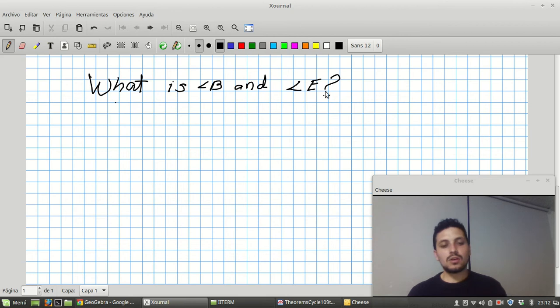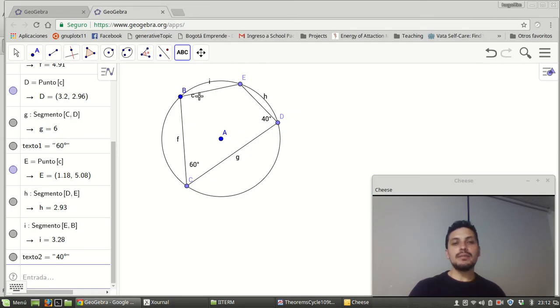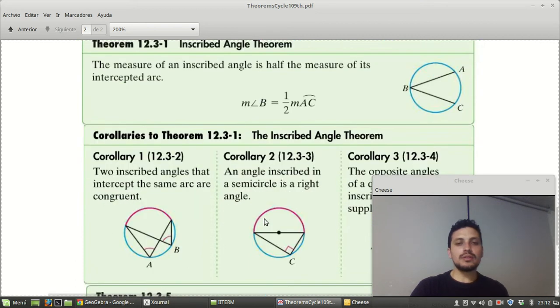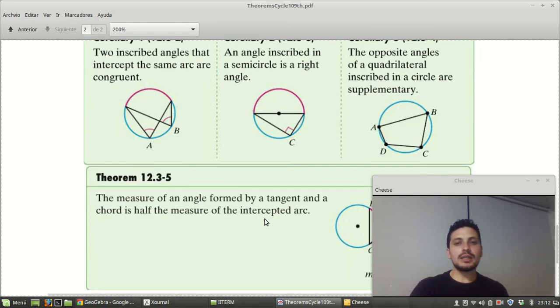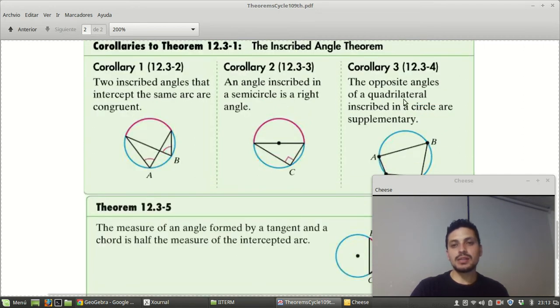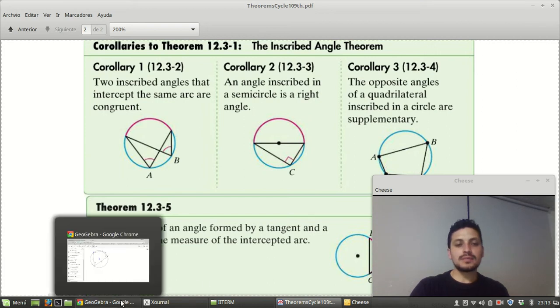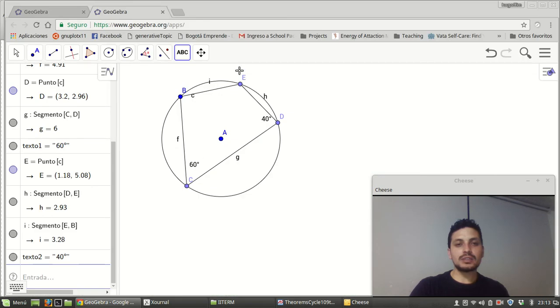Okay, so as we need to know what is angle B and angle E, and if we have no experience about geometry and these theorems, we just need to know what to do and check the theorems. So go to the theorems, let's see, inscribed angle, and look at that. Here we have a quadrilateral inscribed in a circle, and it says the opposite angles of a quadrilateral inscribed in a circle are supplementary. So what does it mean? That these angles are supplementary.